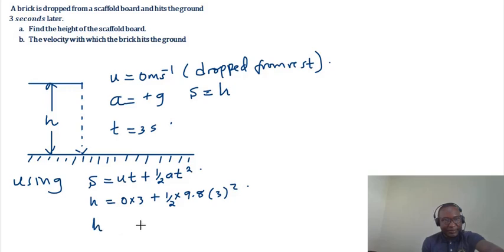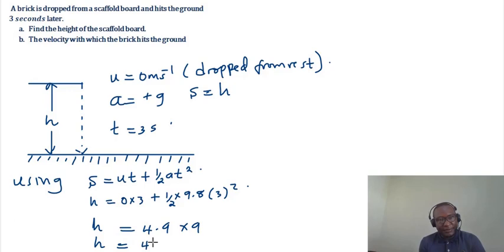So when you simplify this, this is 4.9 times 9. So h, which is the height of the scaffold, is 44.1 meters. So that's the height of the scaffold. Alright, in the second part, they need us to find the velocity with which this brick hits the ground.